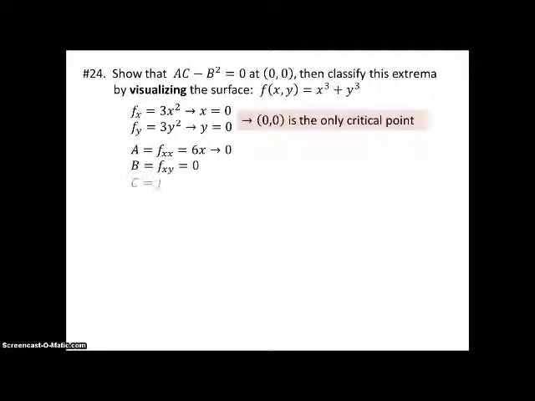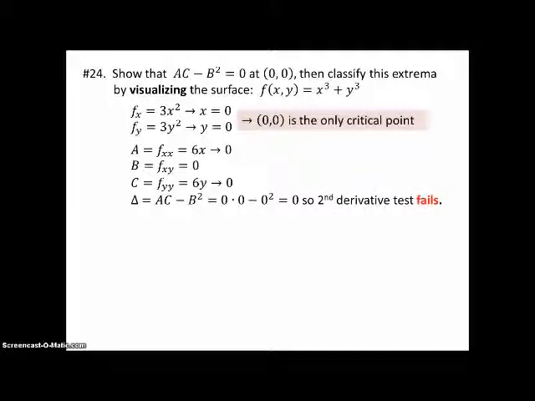And so a is 6x, which is going to be 0 at 0, and b is 0 already, and c is 6y, which is also going to be 0 at 0, 0. And triangle is also 0. This means the second derivative test fails to tell us anything about this particular critical point.